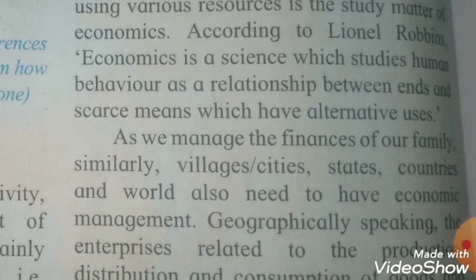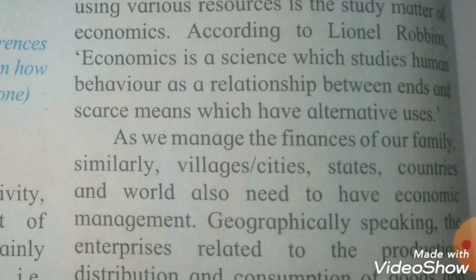According to Lionel Robbins, economics is a science which studies human behavior as a relationship between ends and scarce means which have alternative uses. So, how can one manage if income is, suppose, the end, and scarce means have alternative uses? As I told, suppose 4,000 is there, we can reduce it and use only 3,000, and that is how one can manage.